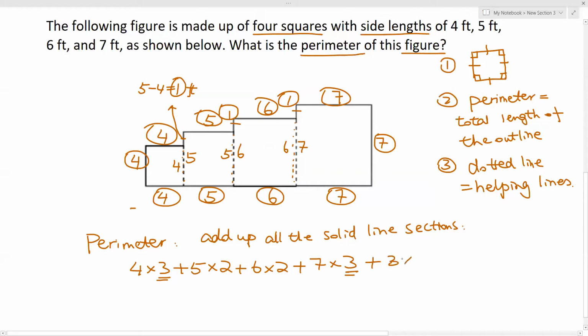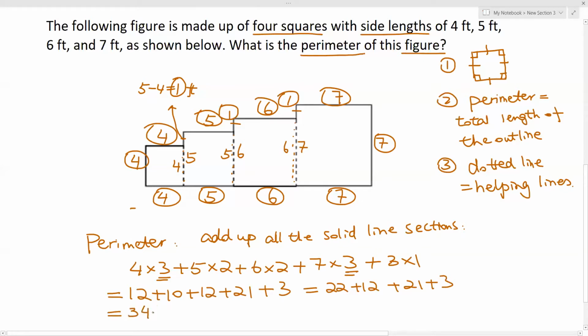So we have 3 1 foot sections, and that will give us 12 plus 10 plus 12 plus 21 plus 3. And that's going to be 22 plus 12 plus 21 plus 3. And that's going to be 34 plus 21 plus 3. And that's 55 plus 3. 58 feet. Don't forget your unit.